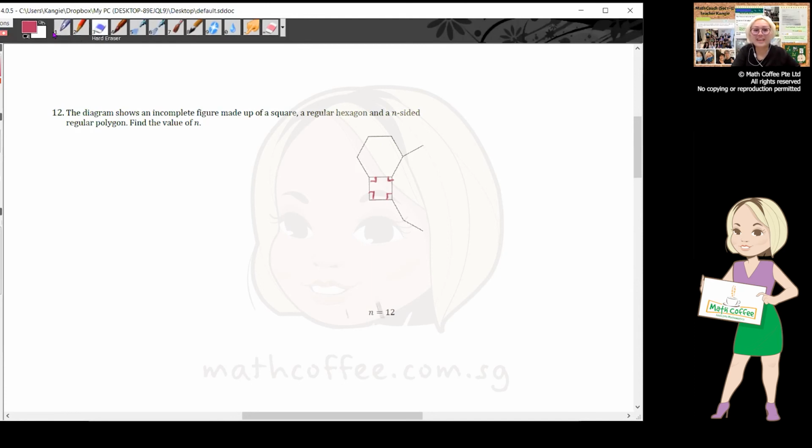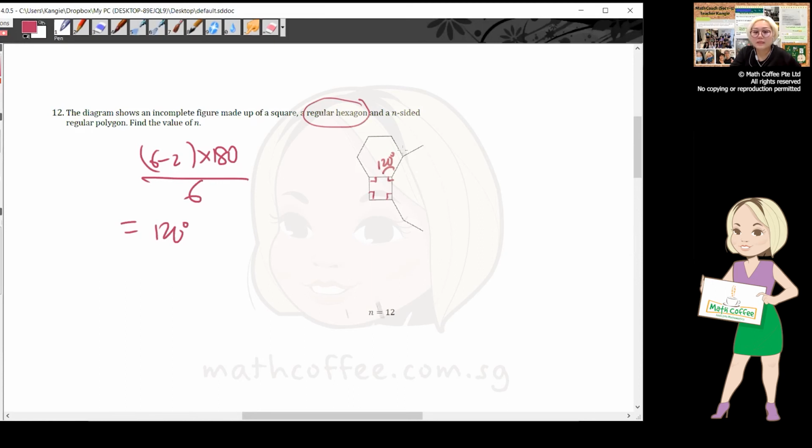Okay. Then after that, next is, this is a regular hexagon. So when it's a regular hexagon, you'll be able to find the interior angle, right? So we take 6 minus 2, multiply by 180, divide by 6. You will get 120. So I know this angle is 120 degrees.